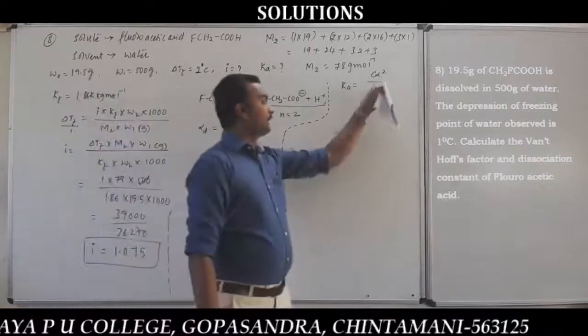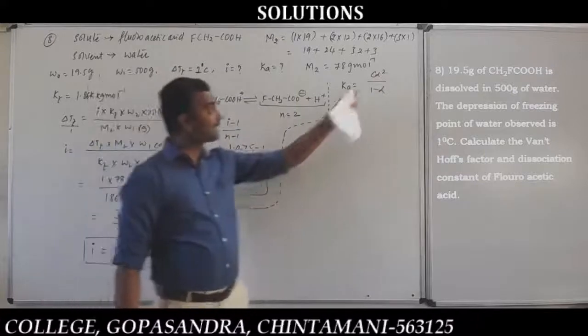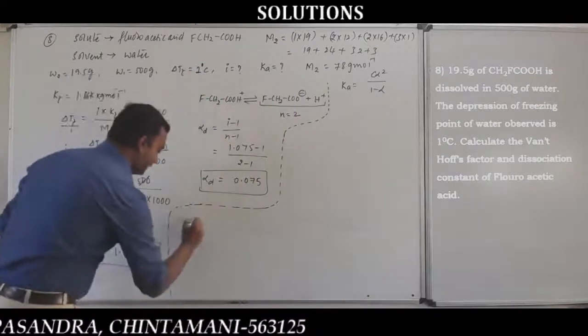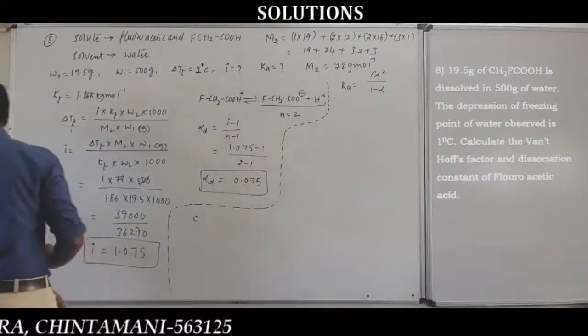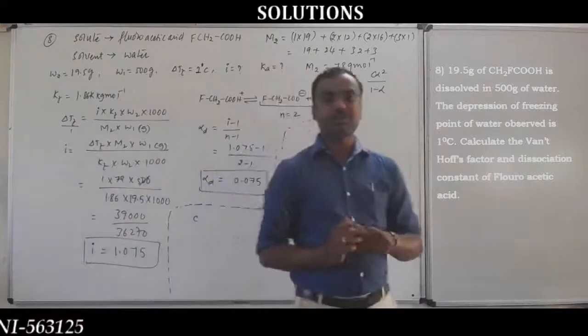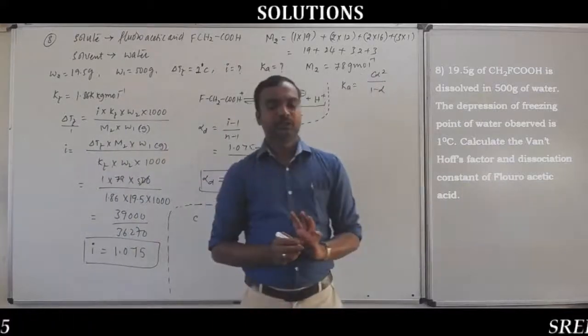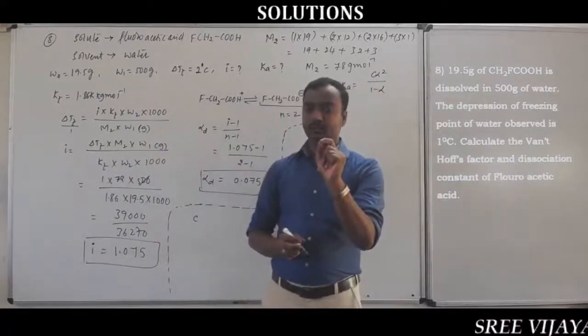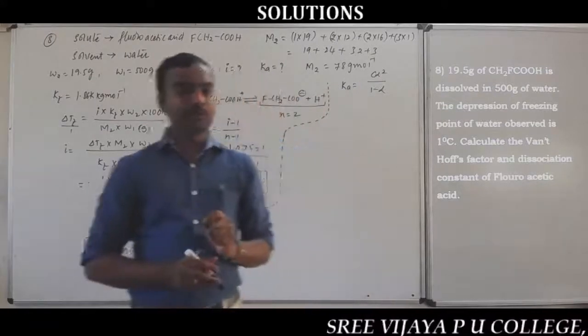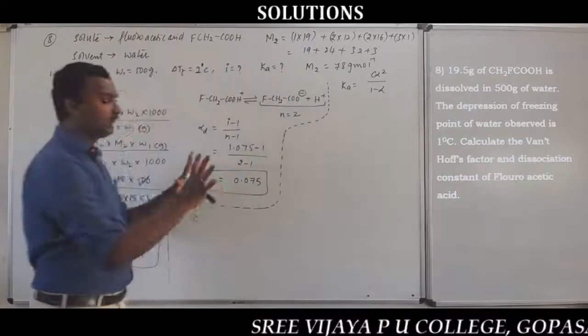So alpha would have been the degree of dissociation. Then what is C here? C is the concentration. It's very important. In the case of the calculation of osmotic pressure, concentration is nothing but molarity, where the volume term is used. But in the case of the elevation of boiling point and depression of freezing point, the volume term is not used.